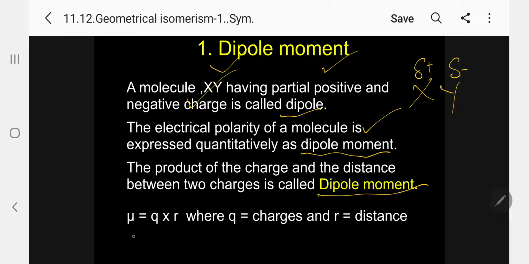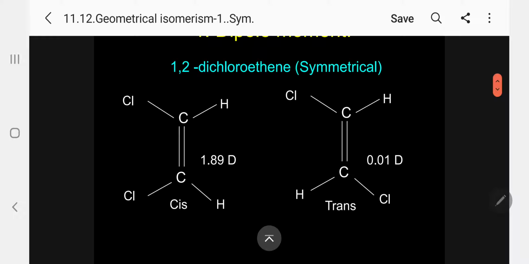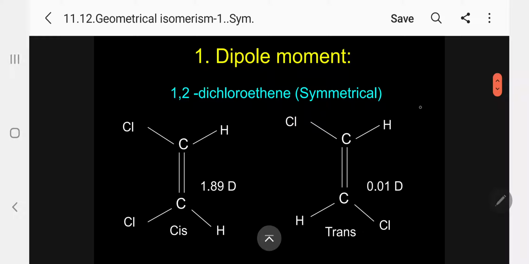Please follow. Mu is the dipole moment, q is the charge, and the distance between the charges gives the product. So this is called dipole moment. It is normally given in units of Debye, represented by D. Suppose you take cis 1,2-dichloroethane and trans 1,2-dichloroethane, and you measure the dipole moment.